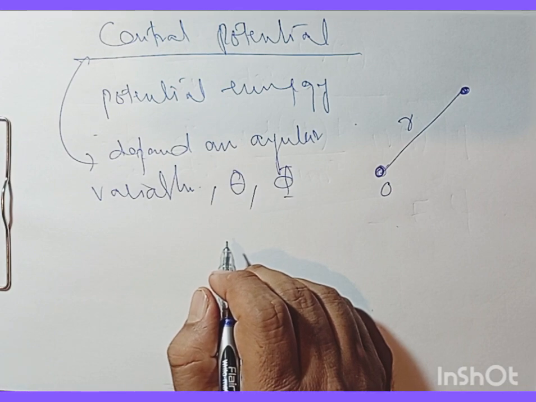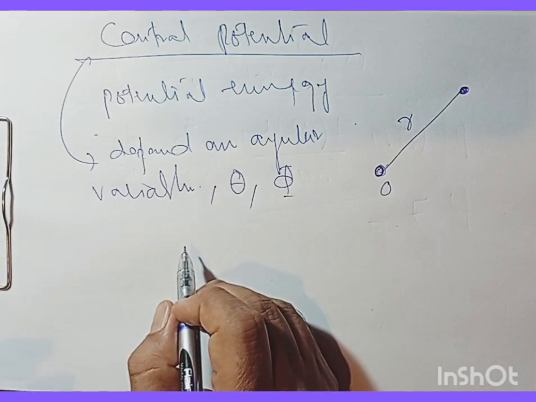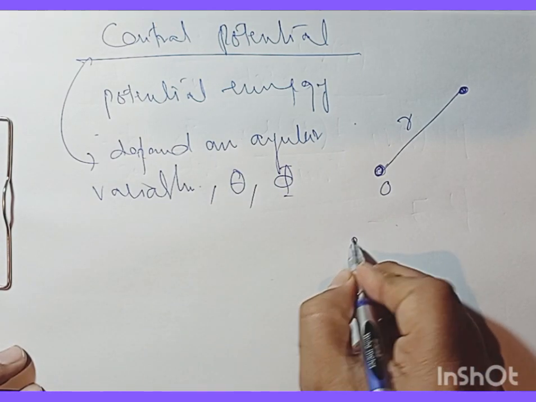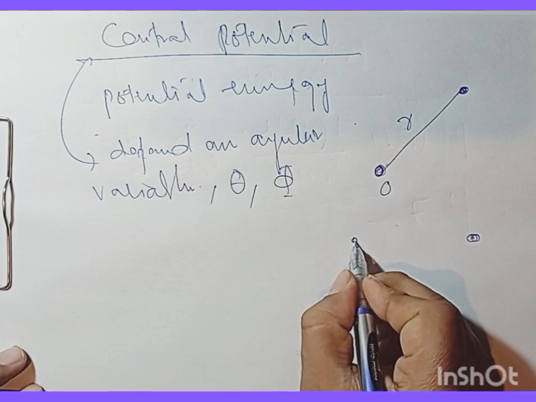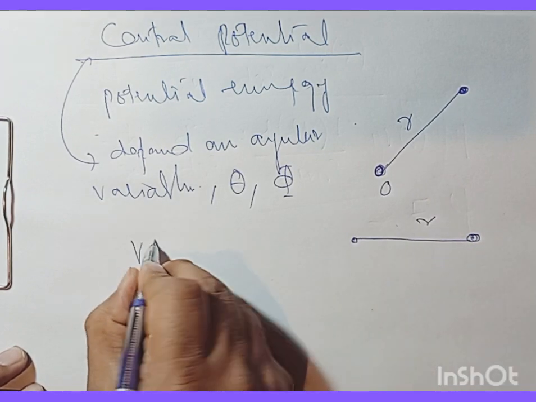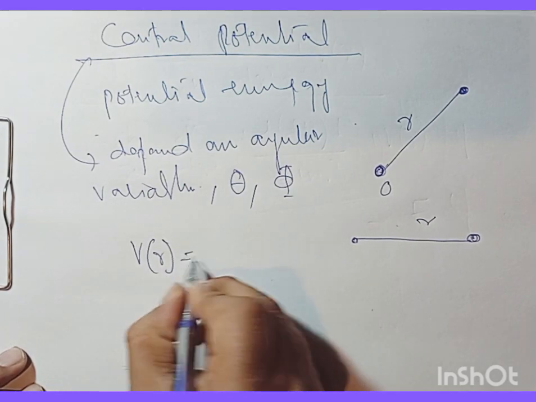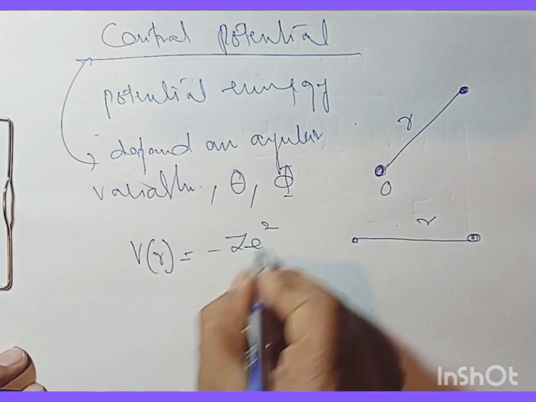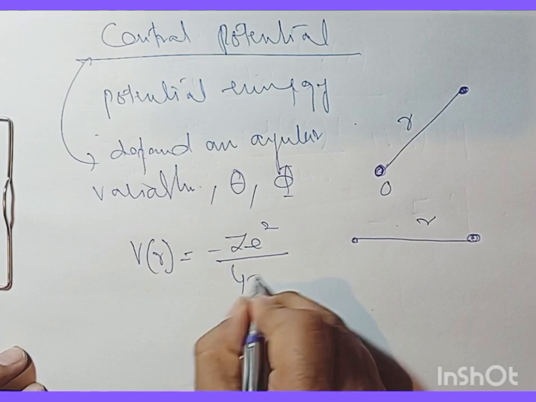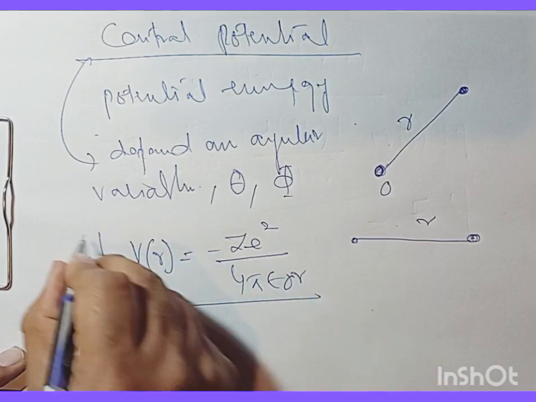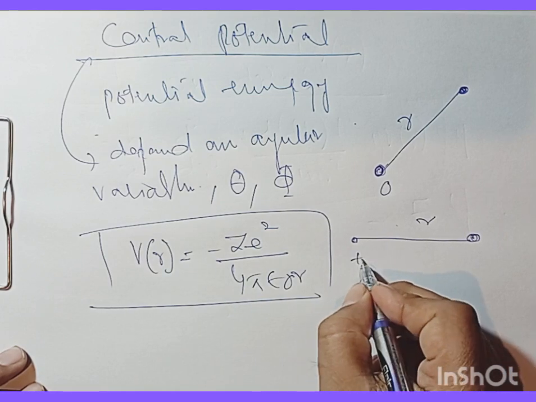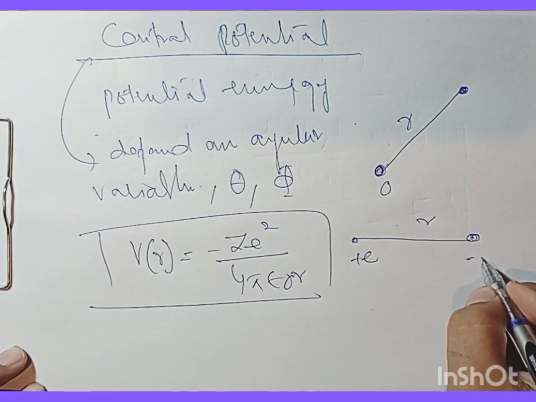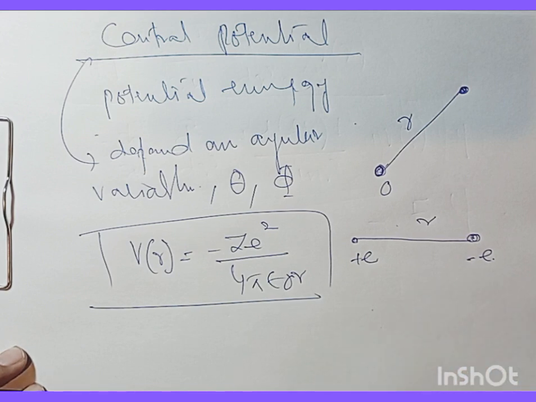An example of the central potential is the Coulomb potential between electrically charged particles. If we have two electrically charged particles at a separation of r, then V of r, which is a scalar, is minus Ze squared by 4 pi epsilon naught r, assuming one to be a positive charge and the other to be a negative charge. So this is an example of central potential, the Coulomb potential between electrically charged particles.